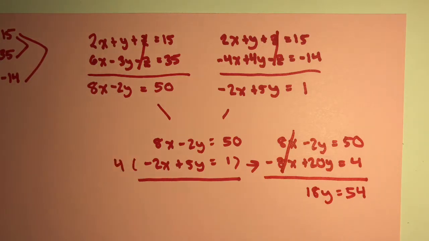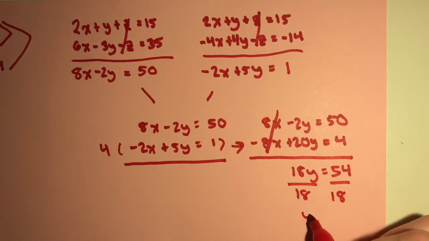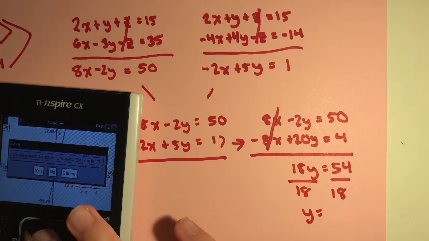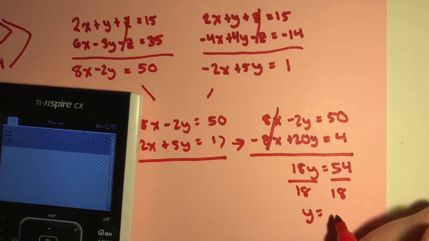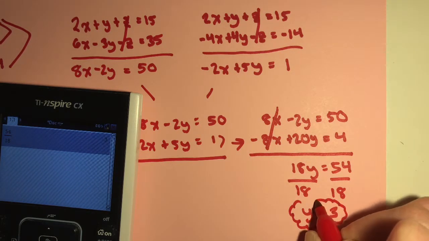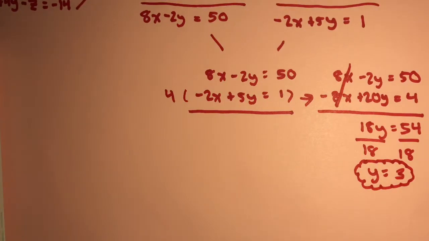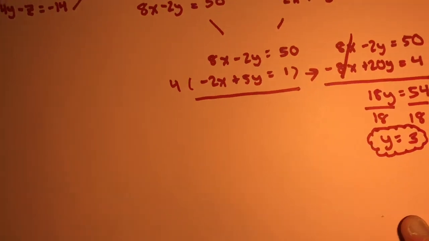See, now we can just solve for y. Divide 18 on both sides. We're given that y equals 3. Once we get a variable down, I'm just going to give it a little cloud. I'm not going to circle it because we don't know if that is correct or not. I'll show you a cool method on how we can check our work on this nifty TI-Nspire CX.